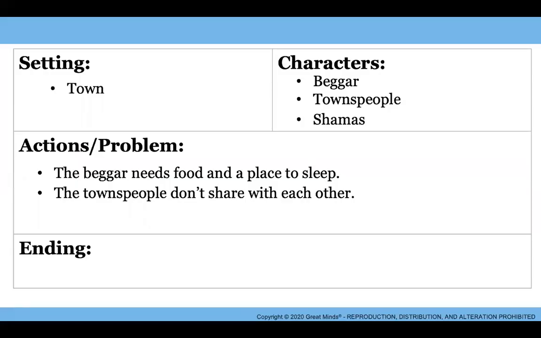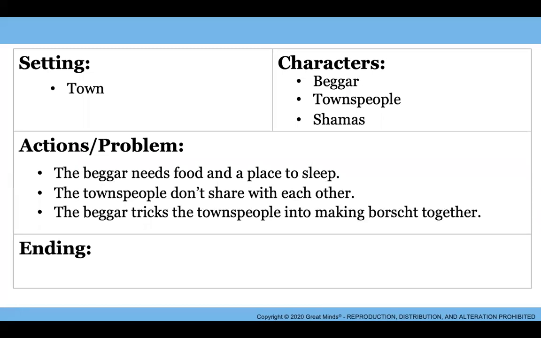What actions did you hear the beggar and townspeople take? Pause the video and talk with your learning partner now. Did you talk about how, little by little, the beggar tricks the townspeople into giving their vegetables to add to the soup? One person gives garlic, one person gives carrots, another gives beets. The borscht starts looking and smelling yummy.